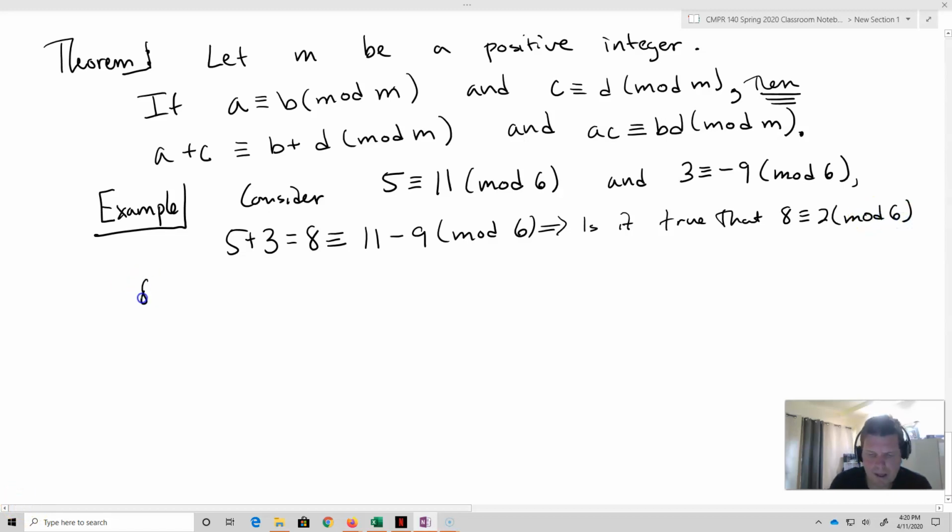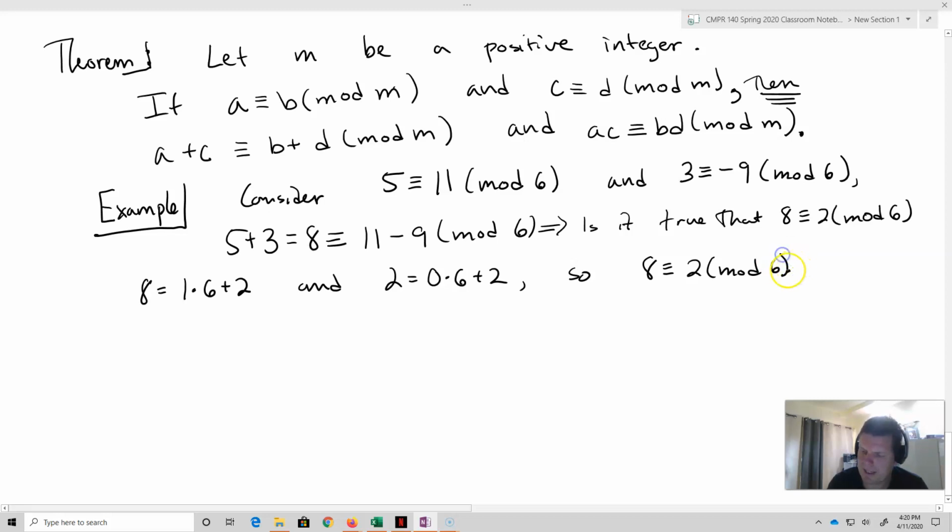Well, 8 equals 1 times 6 plus 2, and 2 equals 0 times 6 plus 2. So 8 is in fact equivalent to 2 mod 6. Great, so that plays out. That's nice, at least one of our examples is shown. This is not a proof. If you want to look at the proof, there's a proof in the book, and you can go into that one.